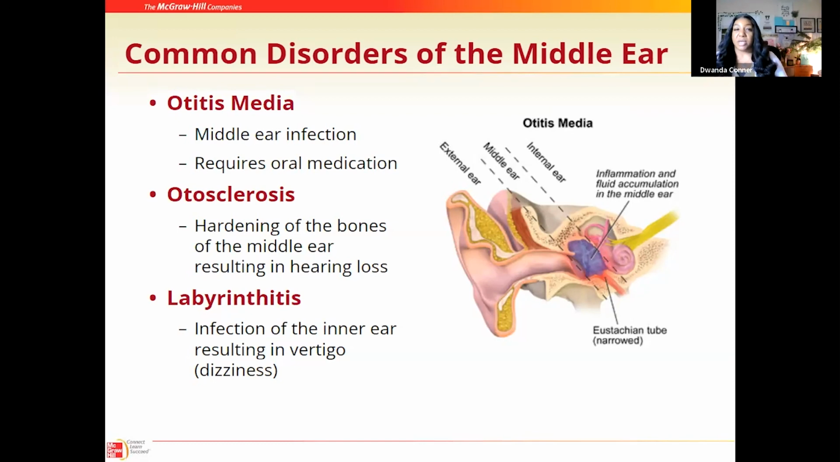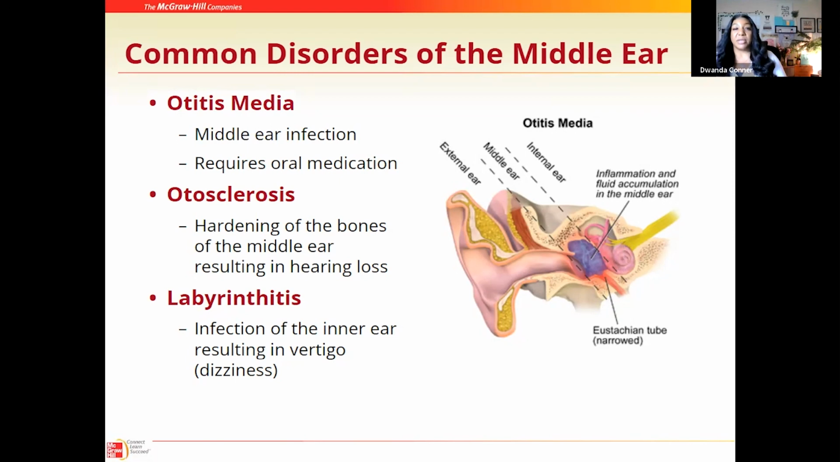Interesting thing about the ears is that we do have the ability to take bones from a donor and place them into someone else's middle ear. So this is really an outpatient surgery that can occur that can replace the middle bones that have suffered from hardening and replace the patient's hearing.